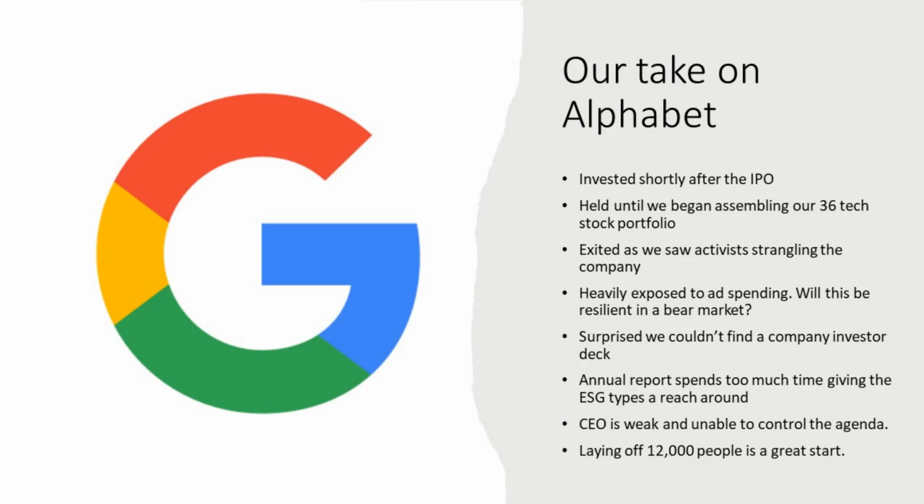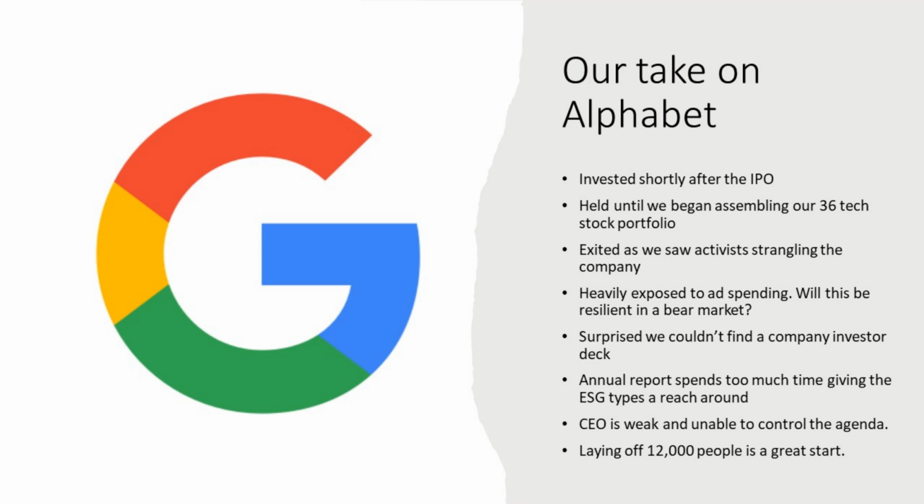Our take on Alphabet, so we invested shortly after the IPO. We trimmed over the years, held until we began assembling our 36 tech stock portfolio that we hold today, and we exited that position because we saw activists strangling the company from within. You're heavily exposed to ad spending with Alphabet. How resilient will this be in a bear market? Of course, bear markets don't last forever, so that may be a buying opportunity if it eventually reaches a point of value. We didn't look at valuation.